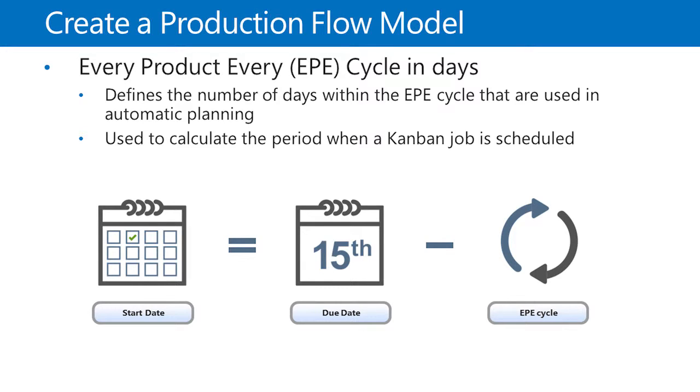The value in this field is used to calculate the period when a Kanban job is scheduled. Start date equals due date minus EPE cycle. The capacity shortage reaction defines the method of Kanban scheduling to use if there is no capacity available during the required period. This parameter is only used when the Kanban auto planning is used for process jobs. The options are postpone, cancel, add to the requested period, and distribute.